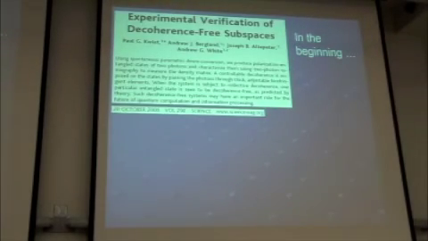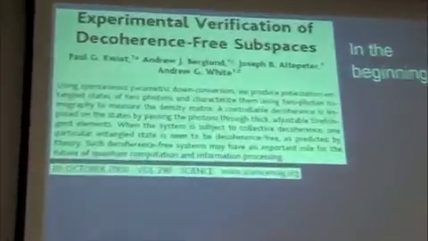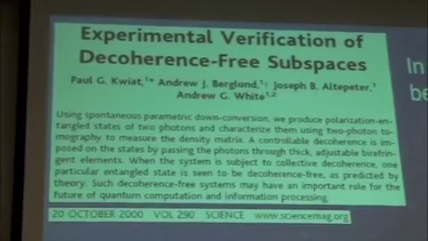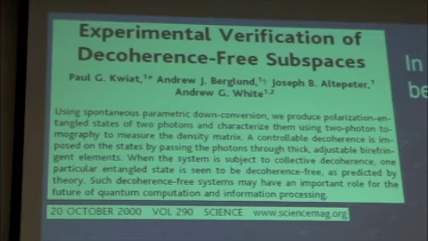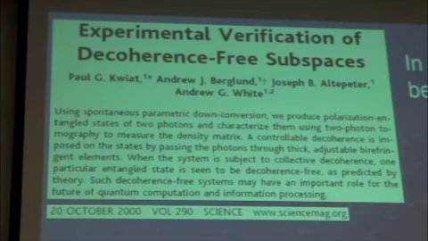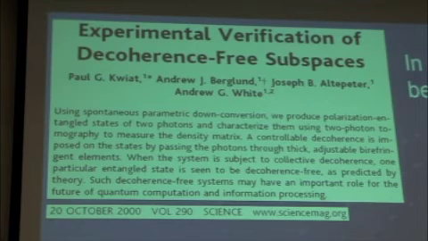All right, so I want to talk a little bit about the experiments that have been done to confirm the existence of DFSs and/or the subsystems. So the very first experiment was performed by Paul Kwiat and his group. And it was an optics experiment using parametric down conversion. They generated pairs of entangled photons.